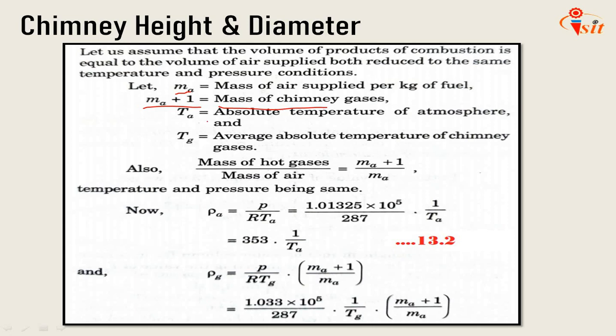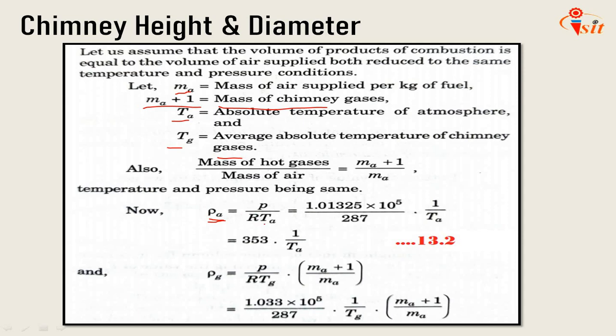Mass of chimney gases. Ta is the absolute temperature of the atmosphere and Tg is the average absolute temperature of chimney gases. Now the ratio of mass of hot gases to the mass of air will be Ma plus 1 divided by Ma. Here temperature and pressure being the same, the density of air will be P upon R Ta. How does it come? PV equals mRT, we know that equation. So m upon V is nothing but density. Ma upon Va is nothing but density rho A.